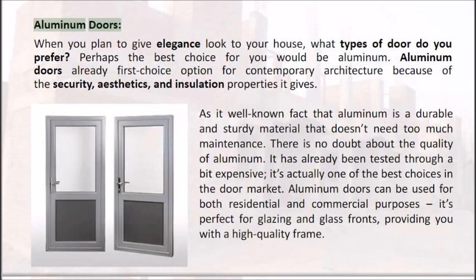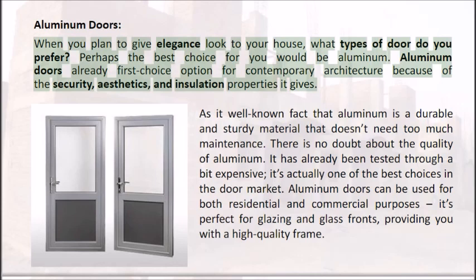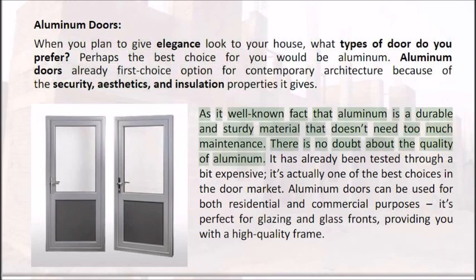Aluminum doors. When you plan to give an elegant look to your house, what type of door do you prefer? Perhaps the best choice for you would be aluminum. Aluminum doors are already the first choice for contemporary architecture because of the security, aesthetics, and insulation properties they give. It is a well-known fact that aluminum is a durable and sturdy material that doesn't need too much maintenance. There is no doubt about the quality of aluminum.